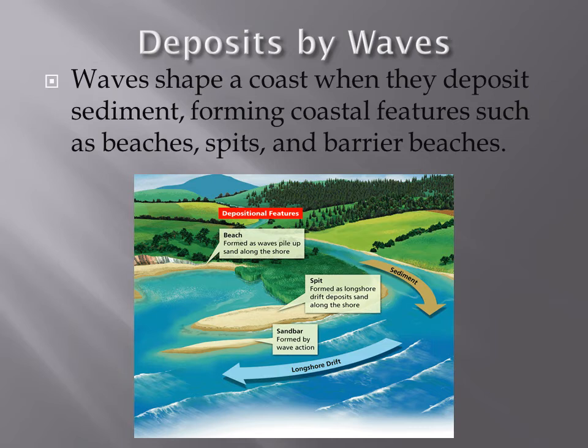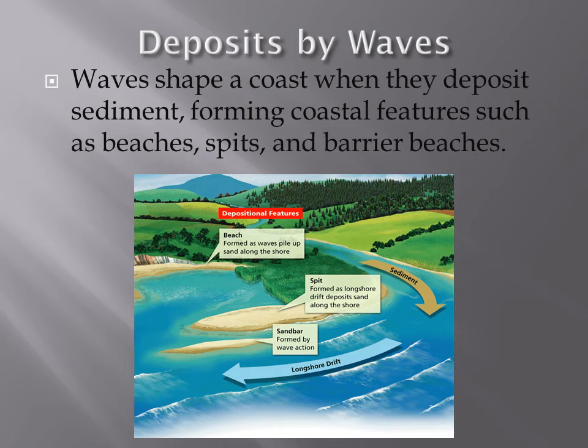Waves usually hit the beach at an angle, creating a current that runs parallel to the coastline. As waves repeatedly hit the beach, some of the beach sediments move down the beach with the current in a process called longshore drift. Now we have the barrier beaches, or what we call sandbars.